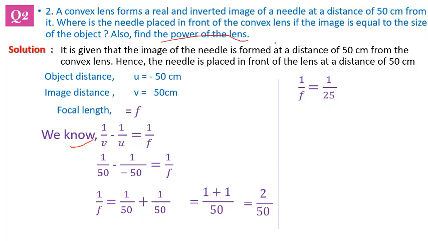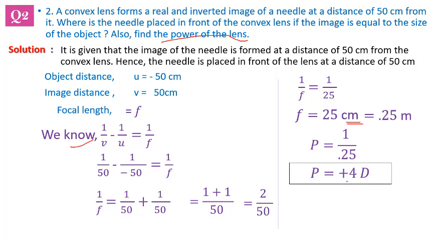Find the power of the lens. We know here f equals 25 centimeter. At this point be very careful, it is 25 centimeter, not meters. You have to convert this into meter to get the value of power. So power equals 1 by 0.25, which equals 4 diopter.